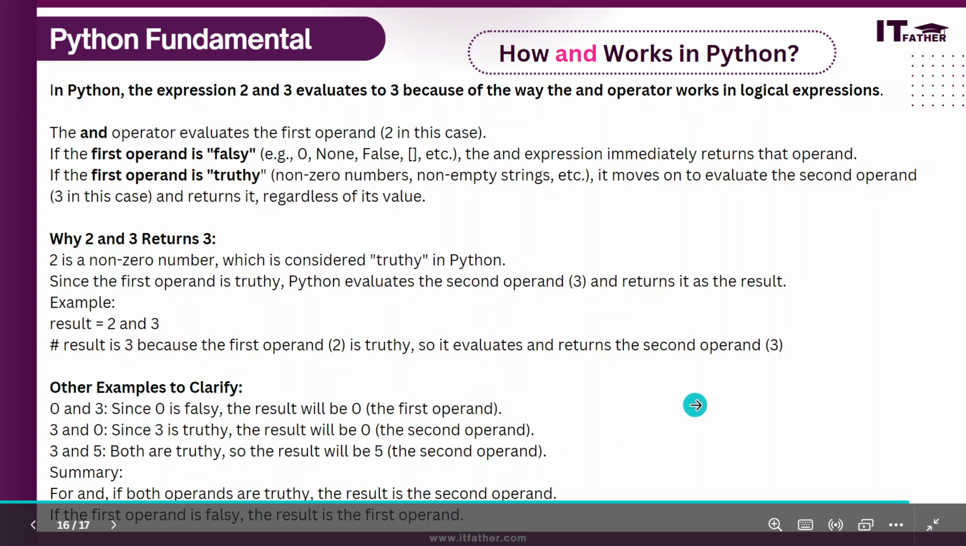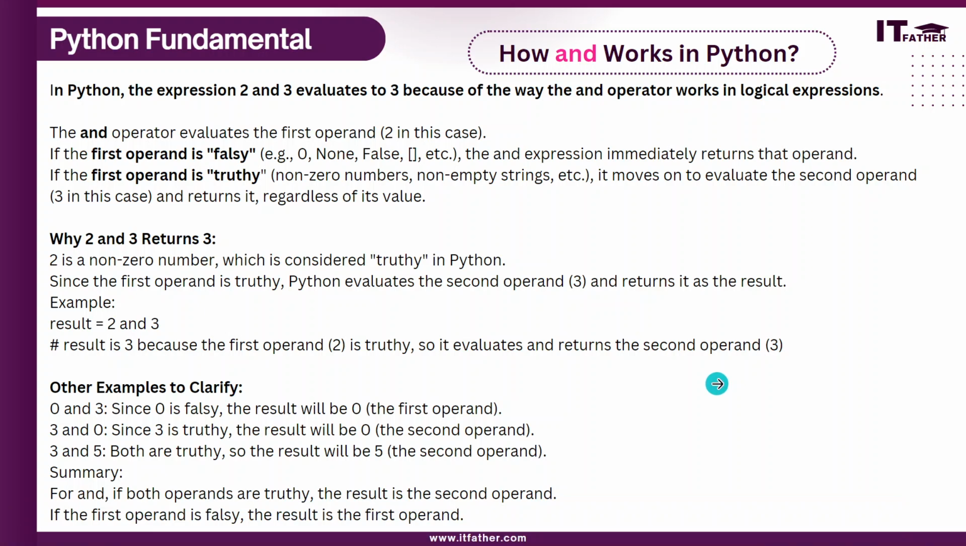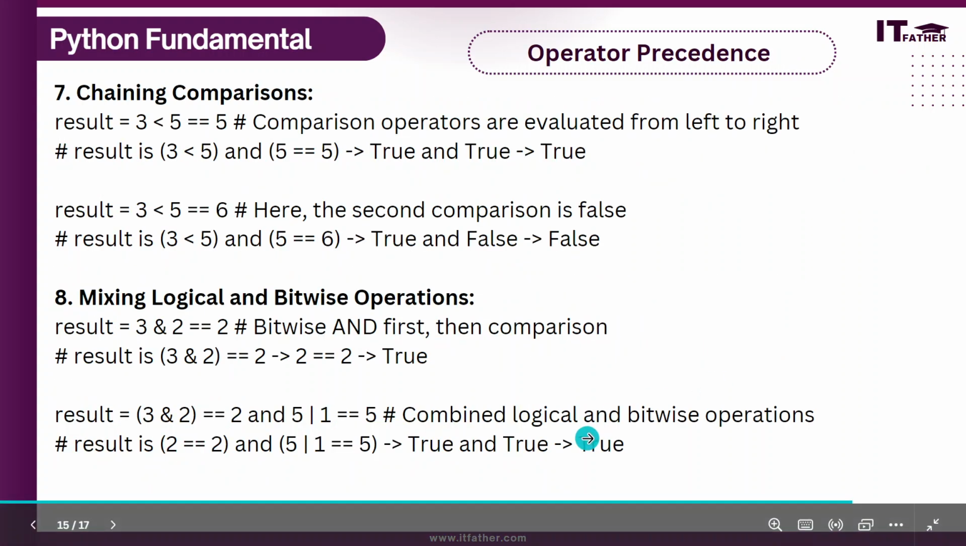Summary. The main thing is, for AND, if both operands are truthy, then the result is the second operand. Once again, if both the values are truthy, then the result is the second operand. And if the first operand is falsy, then the result is the first operand. Meaning if the first value is false or 0, then the result will be the first operand, and if both are positive values, then the result will be the second. That is why, in the previous example, we can now understand.